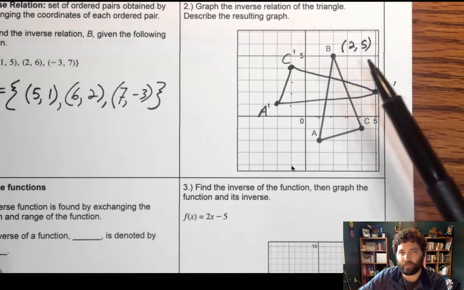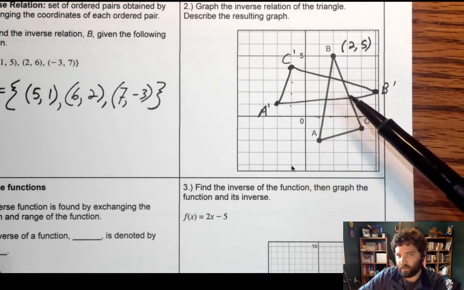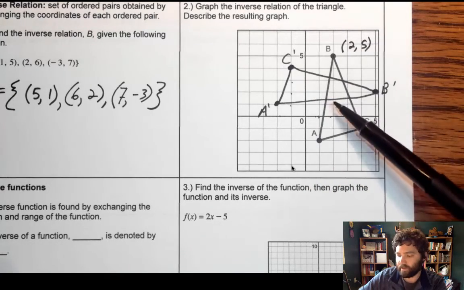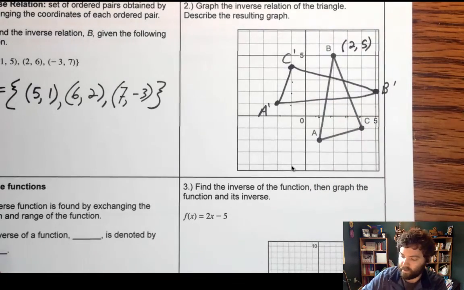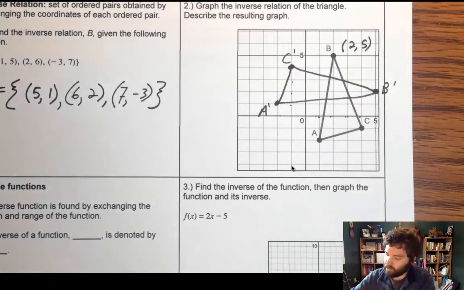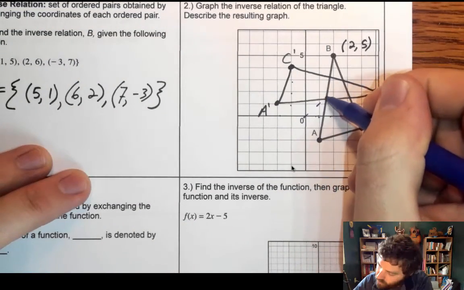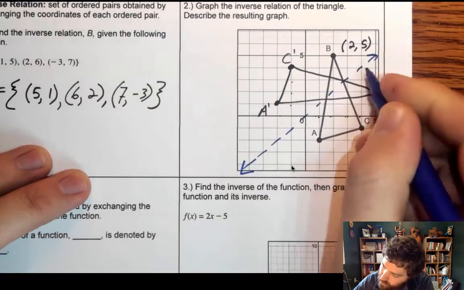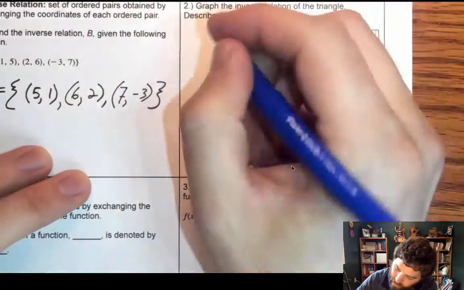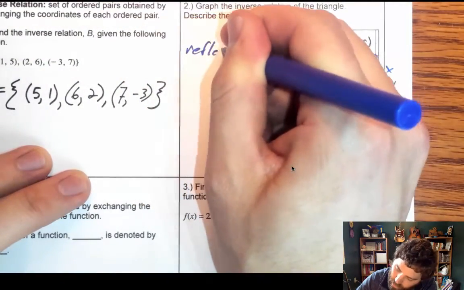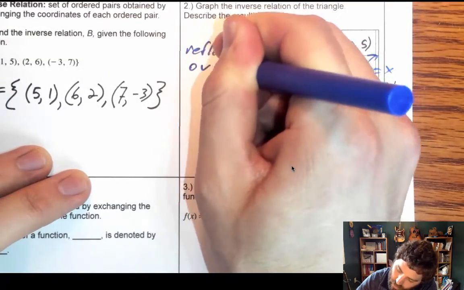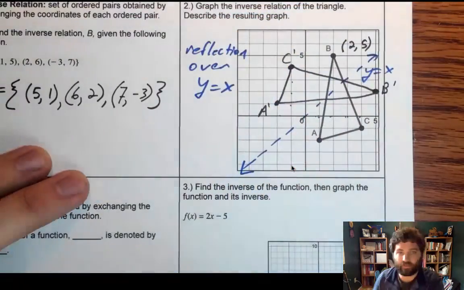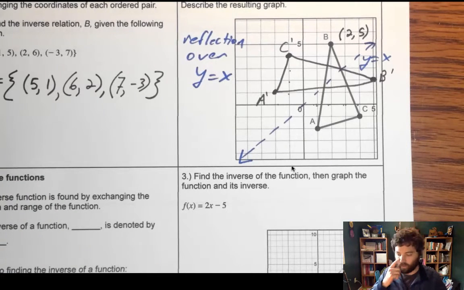Okay, so then we're supposed to describe the resulting graph. You can see there's some sort of relationship between the two. They look like they have the same area, for instance. And it turns out that this triangle is just reflected over the line y equals x. So this is the line y equals x. So what we have in describing their graph is just a reflection over y equals x. And it turns out that that's exactly what happens when you exchange all of the x and y points: you get a reflection over the line y equals x, right?